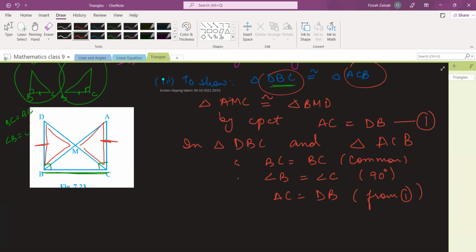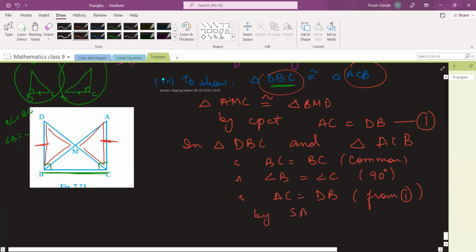So which criteria is this? Now this is a side, this is an angle, this is a side. So by SAS criteria, these two triangles are congruent. So triangle DBC is congruent to triangle ACB.